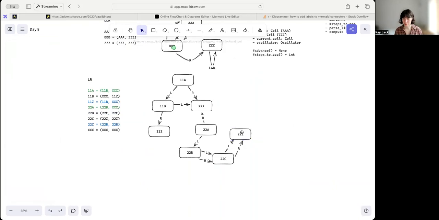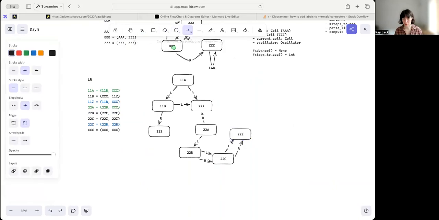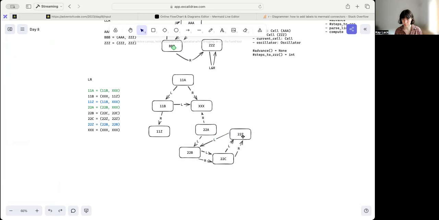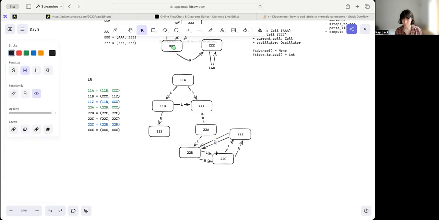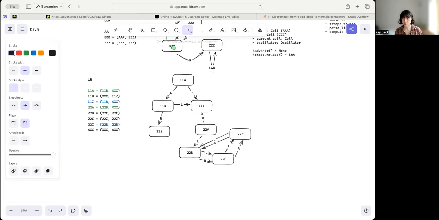22Z, which goes all the way back to here. So that's a cycle, right? 22B, 22C, 22C to 22Z, 22Z to 22B, and then X just goes back to itself.